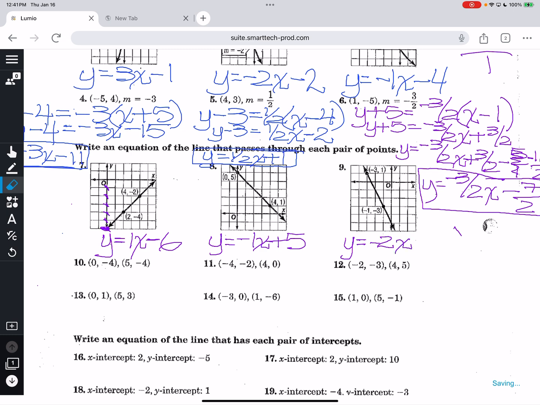And then where does it cross the y-axis? Negative 5. Crosses right here.